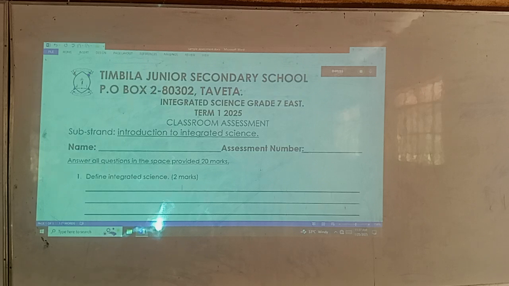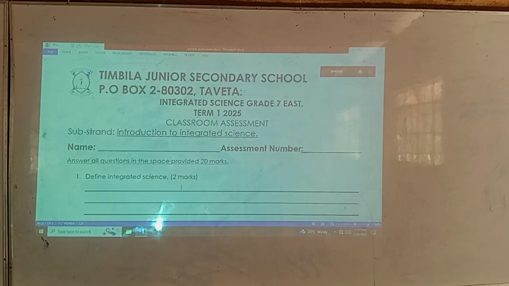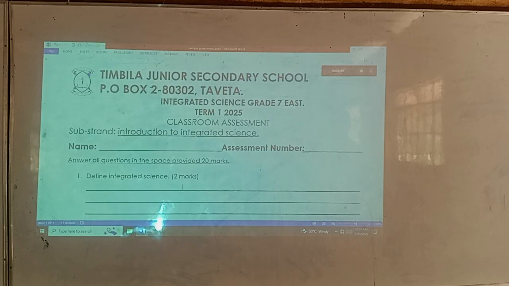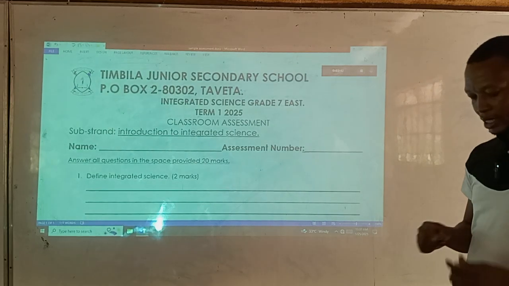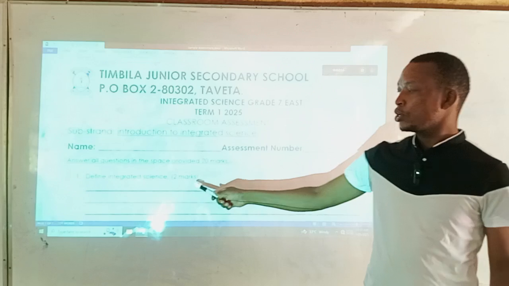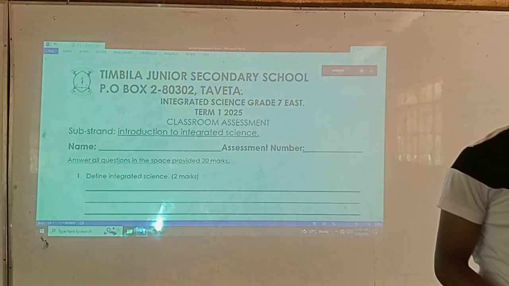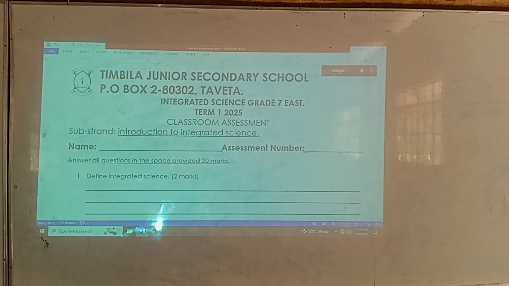So integrated science is a broad area of study which involves what? Studying various branches of science together. And if you had given the correct definition for everything, you would have been given 2 marks. Are we together? Yes. Now we look at question 2.